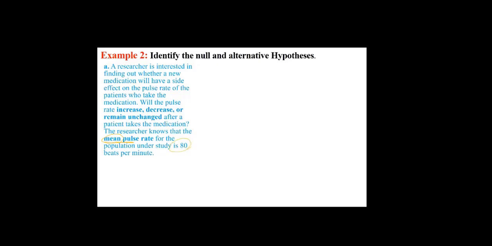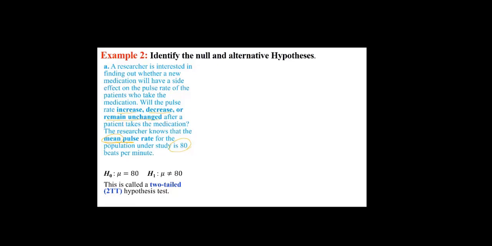That is your H0. Now, what is your H1? Well, it's either less than that, larger than that, or not equal. So when we go back and read further: will the pulse rate increase? That means larger. Decrease, that means less than. Or remain unchanged. Because of all of those, that means not equal. So H0: mu is 80.